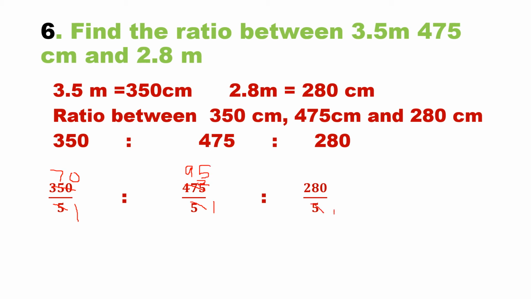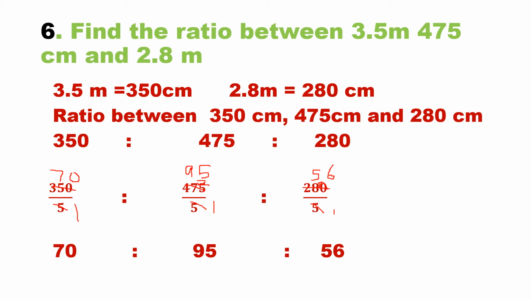Here 5 ones are 5, 5 fives are 25. Okay, and then because this is 28 here, 3 is left, isn't it? 5 fives are 25, 26, 27, 28. So 3 is there. So here I will write 3. So this will become 30. Okay, so because of this 3, this becomes 30. So 5 sixes are 30. So what do I get? 70, 95 and 56. So here this is 70, 95 and 56.